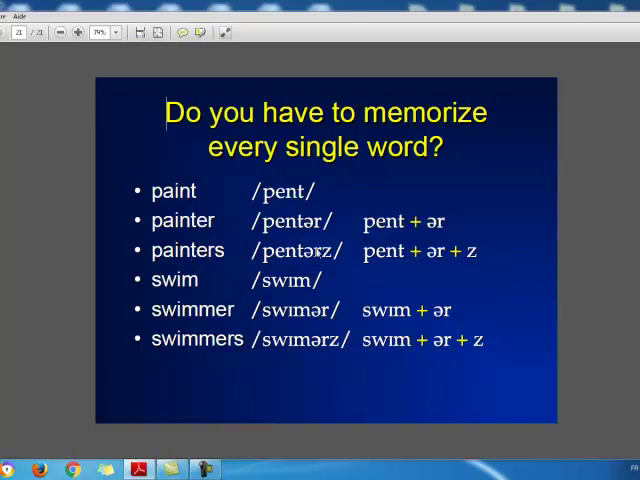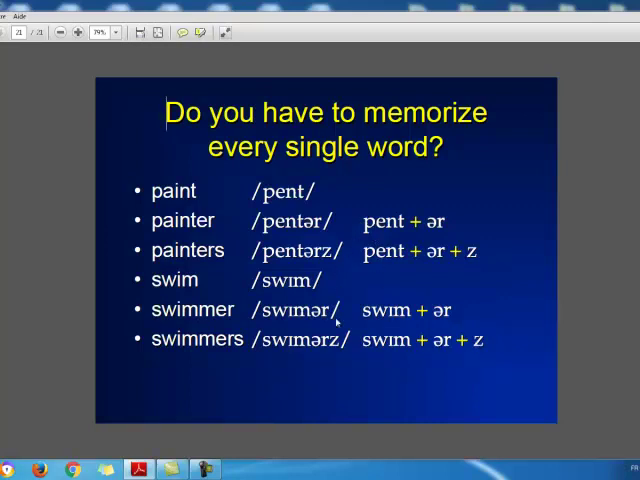Painters. We have got paint plus another unit plus another unit. So 3 units. It's possible to identify 3 different units here. Same thing, swim. Swim is just 1 unit. But in swimmer, it's not 1 unit because we have got in it swim, which is already identified as a unit, plus something else, er, swimmer. Swim plus er, swimmer. Now, swimmers, we have got the already identified unit, which is swim, plus this er, plus something else, s. The plural indicator, so swimmers.